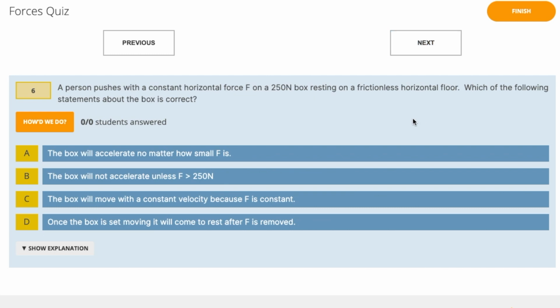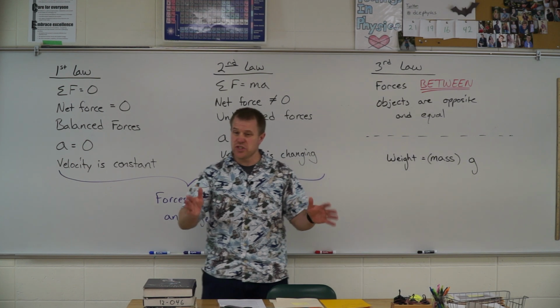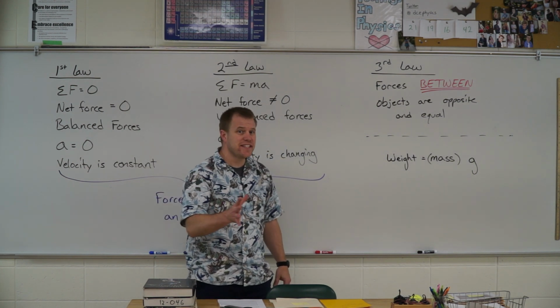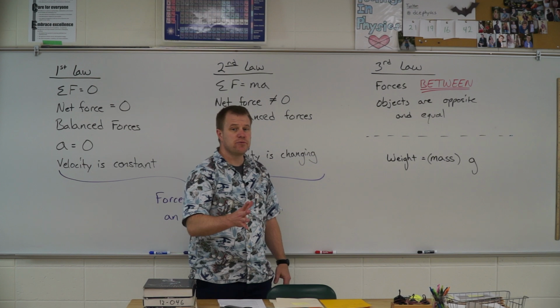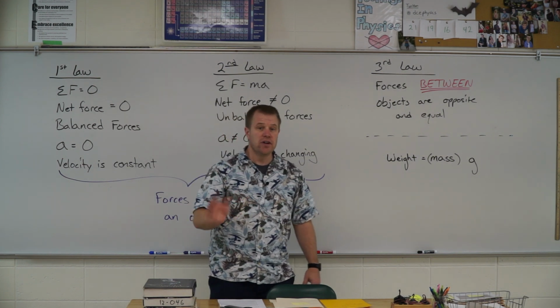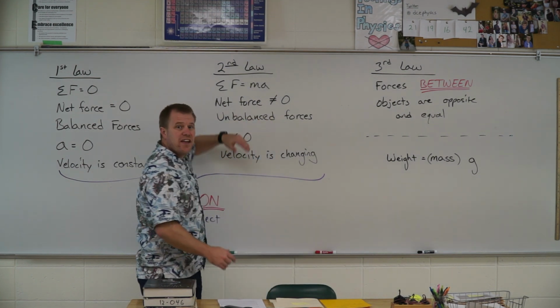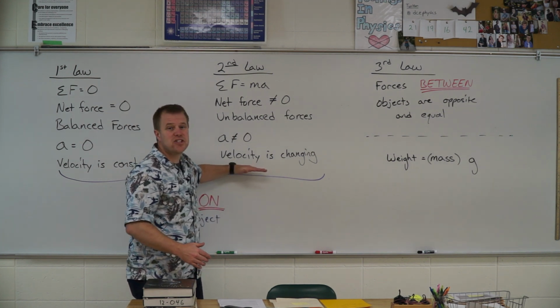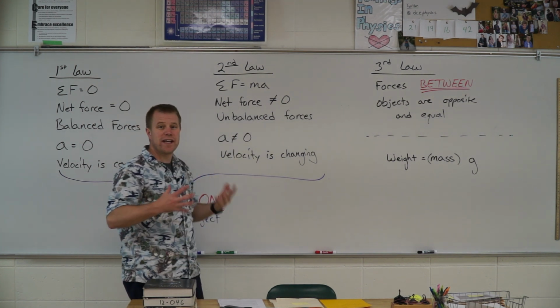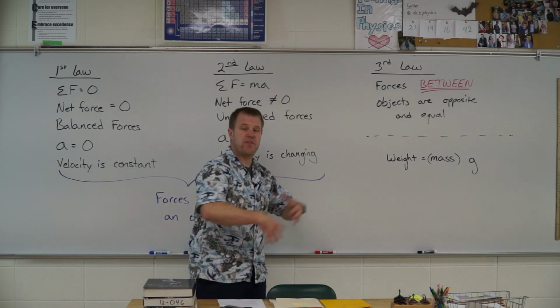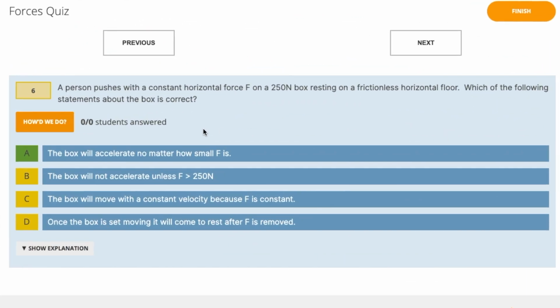6. A person pushes with a constant horizontal force F on a box of 250 newtons. A 250 Newton box resting on a frictionless horizontal floor. Which of the following statements about the box is correct? Frictionless floor. So as soon as I start pushing on, is there anything to resist its change in motion that I'm trying to make happen with my force? No, so there are unbalanced forces. There is a net force. That means that object is going to undergo a change in velocity. It's going to have an acceleration. If there's only one force, there's got to be acceleration. A.